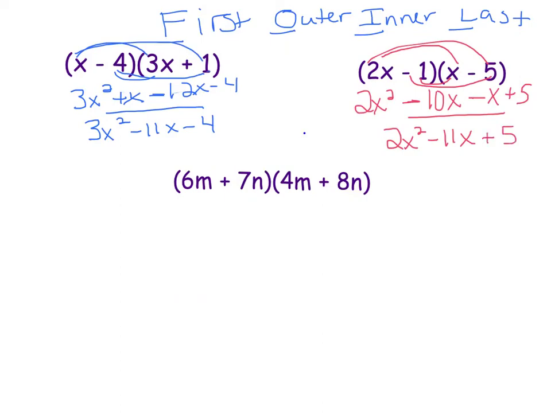A common mistake I see is with these middle terms, making this the squared, but remember x plus x gives me 2x, not x squared. So don't change the exponent in there.